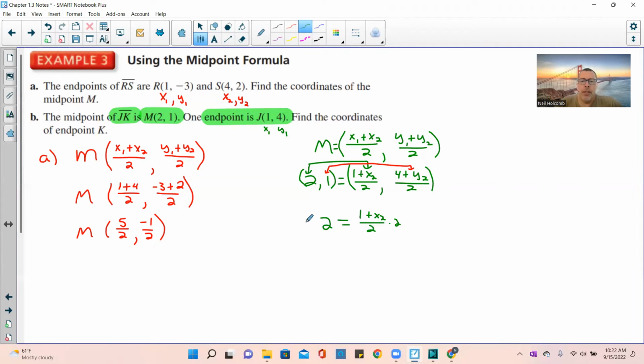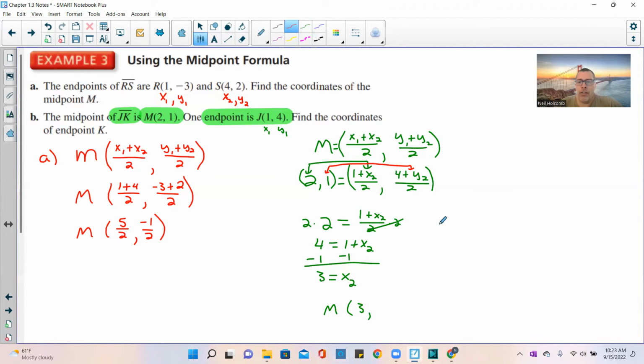That was cool. 2 times 2 is 4, and these cancel. That leaves me with 1 plus x sub 2. If I subtract 1 from both sides and simplify, I get 3 equals x sub 2. So I found the x value of my midpoint. I'm going to call my midpoint 3, comma, whatever I get over here.